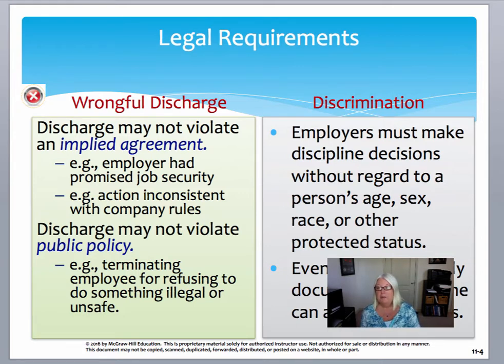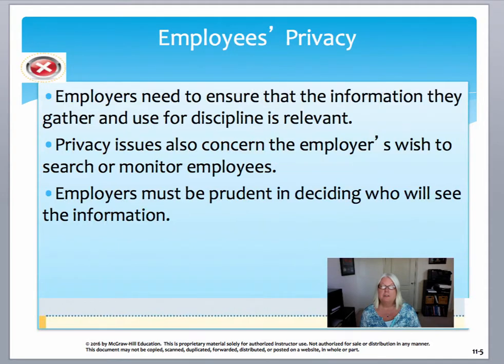We also have to make sure we're not discriminating. We have to make decisions without regard to a person's protected status. And this is why carefully documented discipline avoids discrimination claims. So that's very important in these situations.